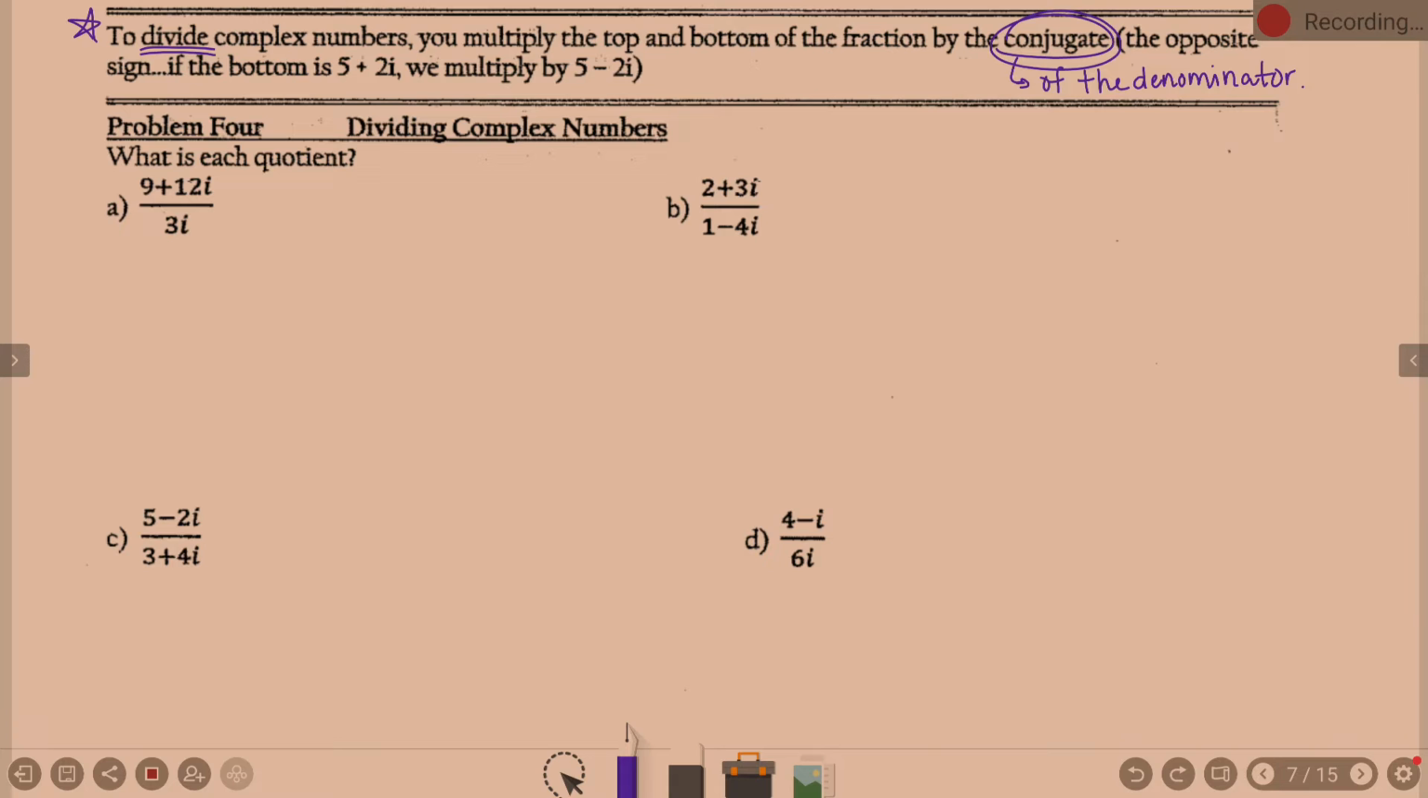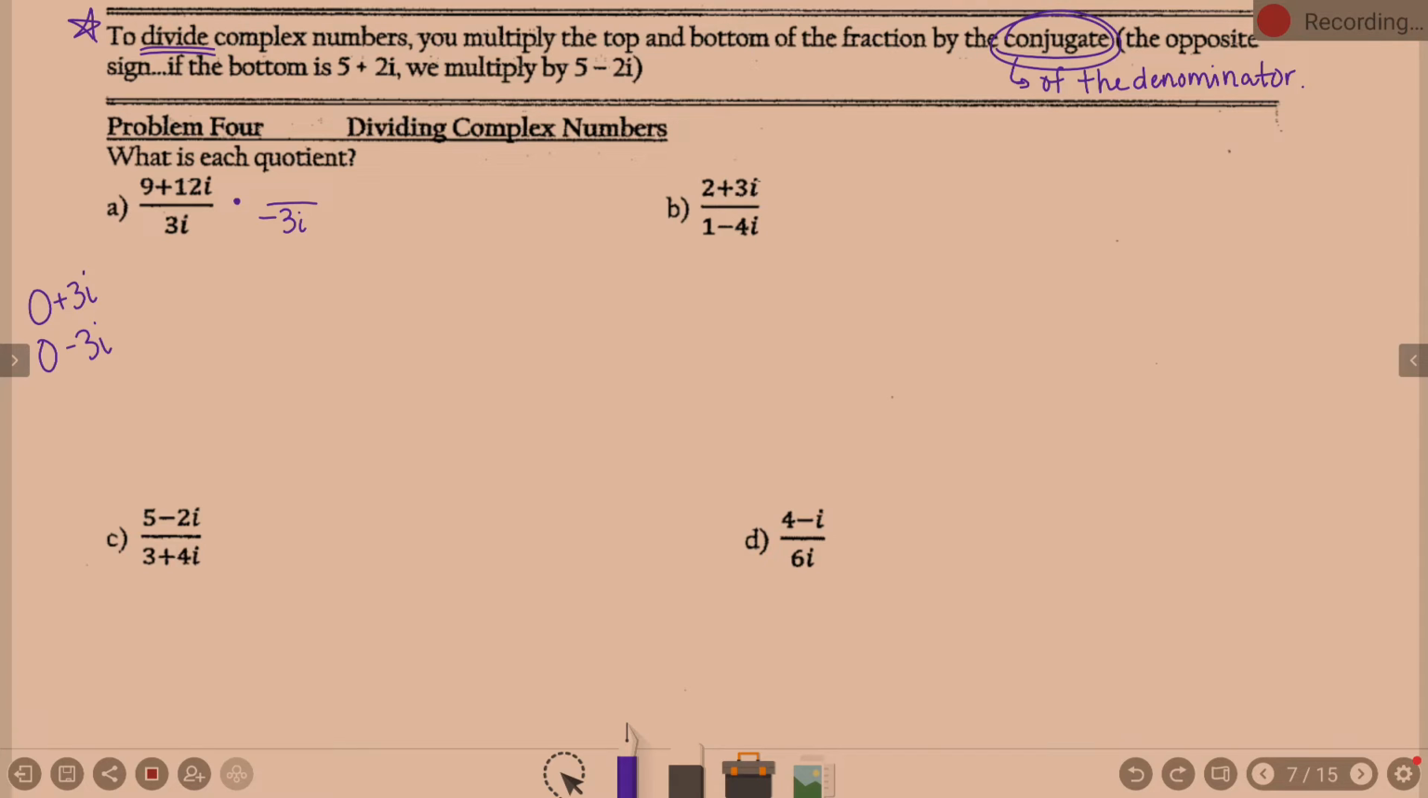Okay. So if we think about this 3i, little side note here, as a complex number, could you agree that 3i is 0 plus 3i? Yeah. So what would be the conjugate of 0 plus 3i? 0 minus 3i. That would be 0 minus 3i. Am I making sense there? Yes. Now, so 0 minus 3i, do we really have to write the 0 though? We don't. So what we're going to do is we're going to multiply by negative 3i.